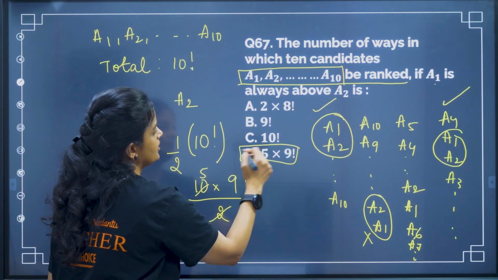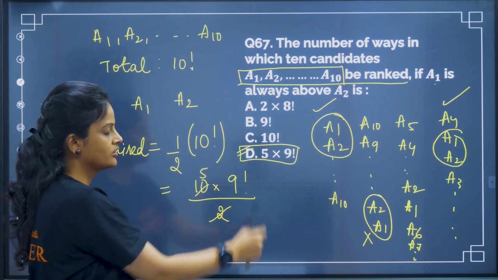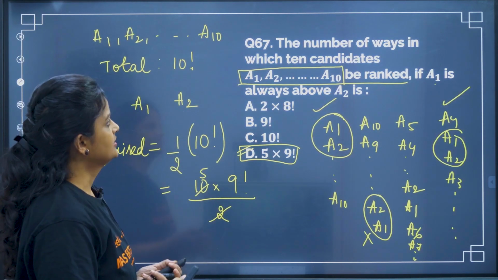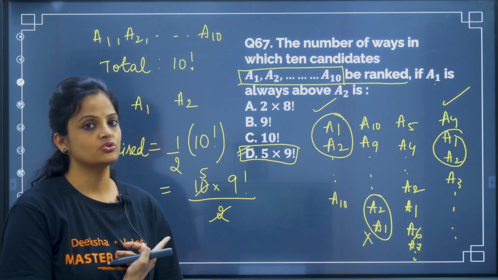5 into 9 factorial. Check your answers. How many of you have got option D as your answer? Check, check, check. If you have gone wrong, make sure that you have understood this.